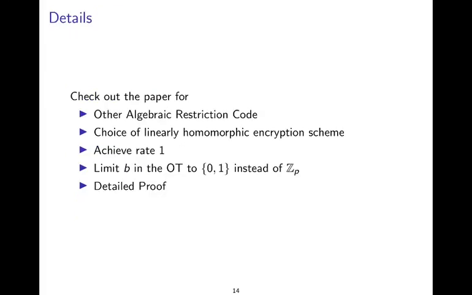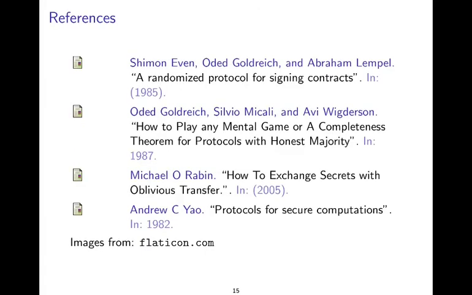If you want more details about the other algebraic restriction code construction, the choice of linearly homomorphic encryption scheme, how we achieve this rate 1, how we are able to limit B to 0 and 1 instead of the entire integers modulo P, and a more detailed proof of the first algebraic restriction code, please check out our paper. And these are the references.